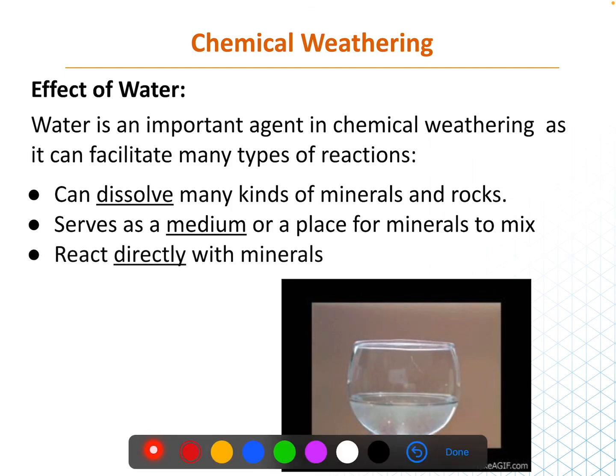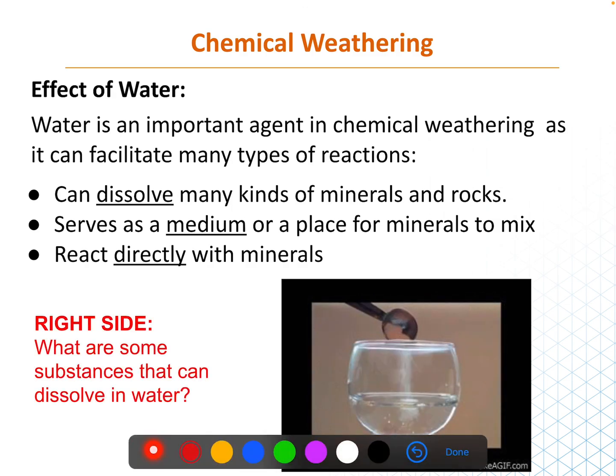But then also it can react directly with minerals. For example, if you take pure sodium and you put it in water, you're going to have quite the reaction, where the sodium might end up exploding just because of the reaction directly with water. So water plays lots of different roles. It can be this medium, it can also react directly with minerals, but it can also dissolve some things as well.